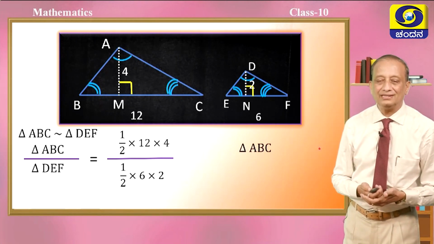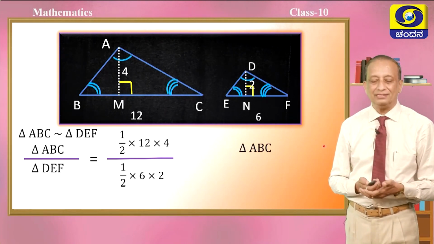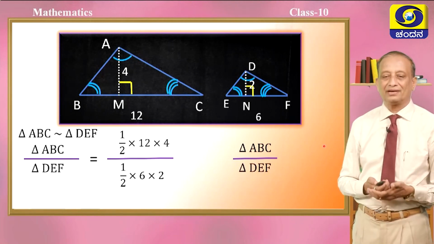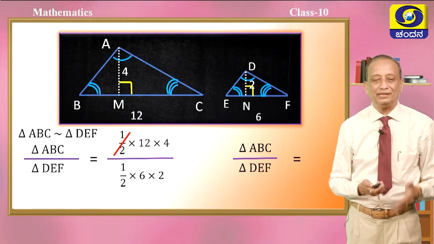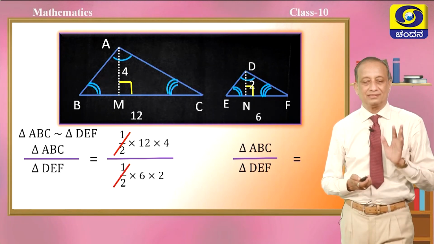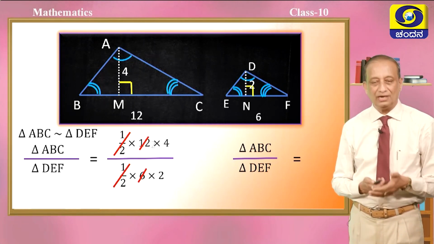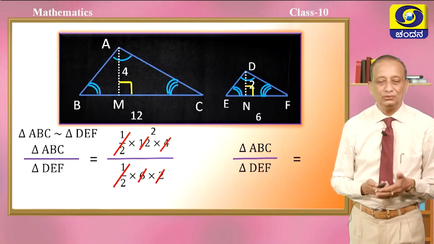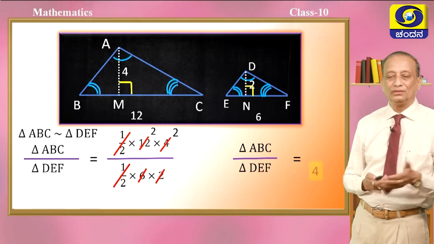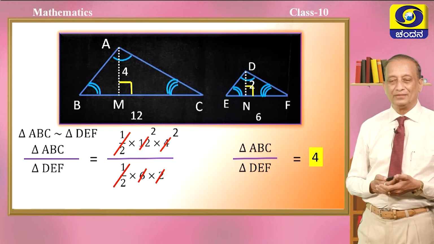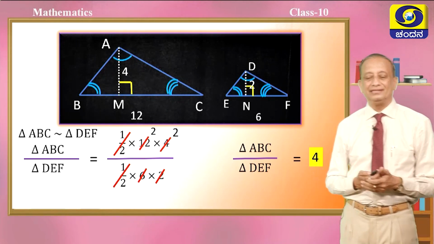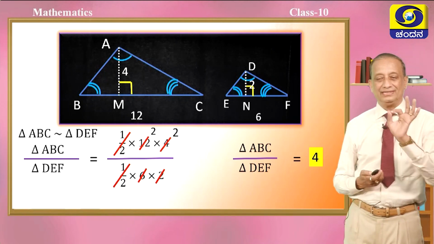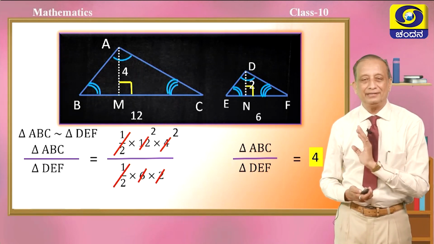Therefore, area of triangle ABC divided by area of triangle DEF is equal to, so 1 by 2 can be easily cancelled. So, 6 ones are 6, twos are, similarly 2 ones are 2, twos are, 2 into 2 is equal to 4. So, we got triangle ABC area divided by triangle DEF is equal to 4. It is just a number independent of the units.